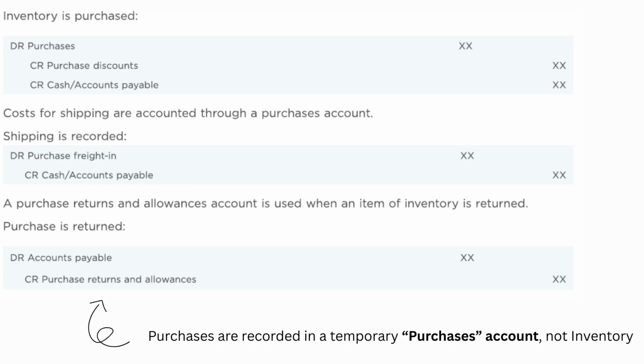When you buy inventory under the periodic system, you don't even touch the main inventory account. Instead, you can see it right there. You debit this temporary account called purchases. All the stuff you buy during the month just gets piled up in there.